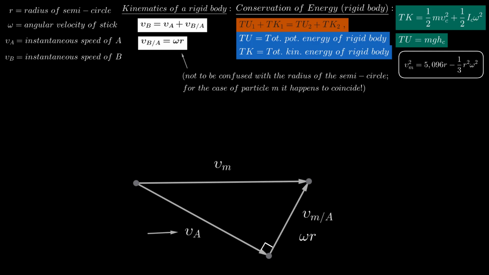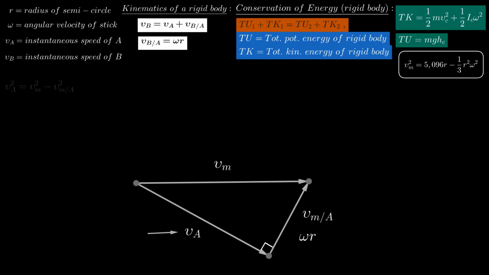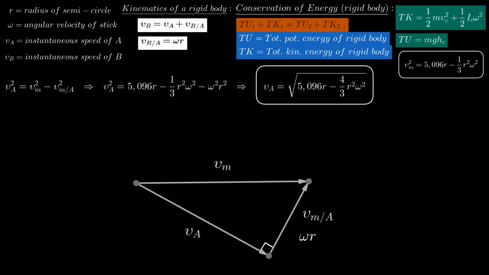So using the Pythagorean theorem, we have u of a squared equals u of m squared minus u of m with respect to a squared. And we solve for u of a, and we end up with u of a equals square root of 5.096 times r minus 4 over 3 times r squared times omega squared. Okay, so now we know u of a. Now we go to particle B.